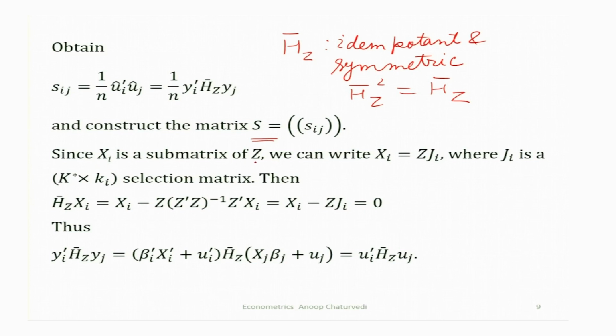Now, this X i is a submatrix of Z. So, obviously, you can write X i equal to Z J i, where J i is a K star cross k i selection matrix, meaning it has the sum of elements equal to 1 and the sum of the other elements equal to 0, and we choose the elements of J i in such a manner that it picks X i from Z. So, that is why J i is called the selection matrix, and it is of order K star cross k i, meaning X i is of order n cross k i, Z is of order n cross K star, and J i is of order K star cross k i.